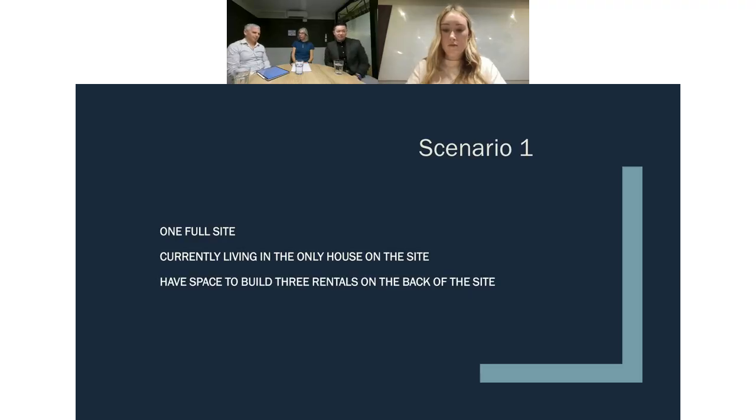So first of all, without holding things up too much, Richard, we gave you the first scenario, and that was what I think is one of the more common infills, and that is where we have one full site. People are currently living in the only house on the site. Conveniently, it's at the front and it's to the side. Right. So there's a nice 3-4 meter driveway access perfect on the site.